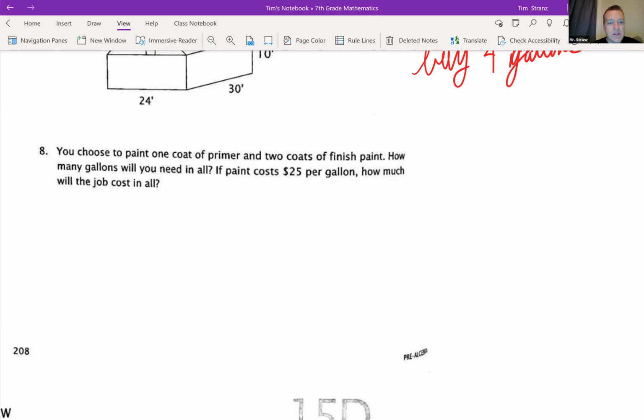Number 8. You choose to paint 1 coat of primer and 2 coats of finish paint. How many gallons will you need in all? If paint costs $25 per gallon, how much will the job cost in all? So you choose just to paint 1 coat of primer and 2 coats of paint. Let's read this again. You choose to paint 1 coat of primer and 2 coats. So 3 gallons altogether.